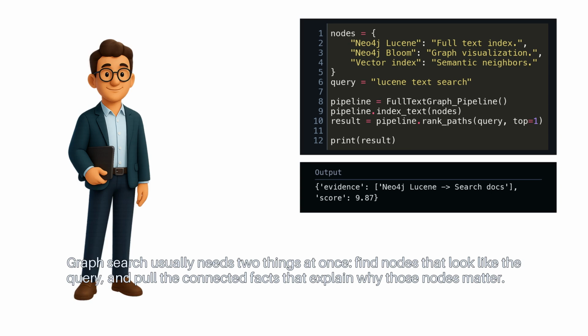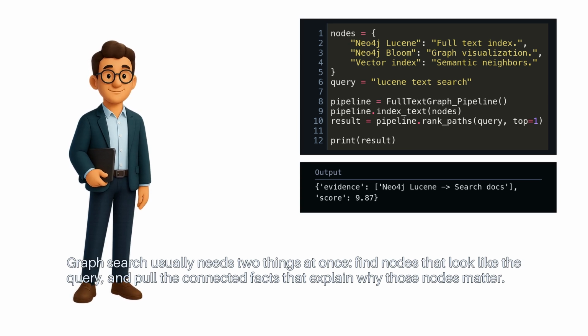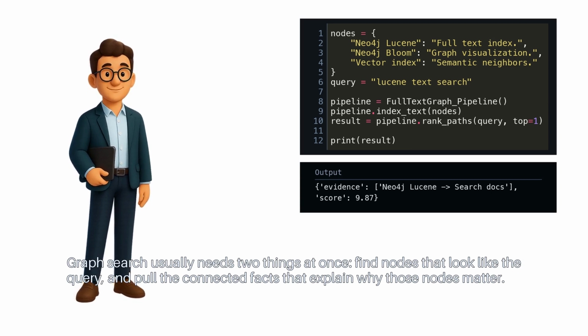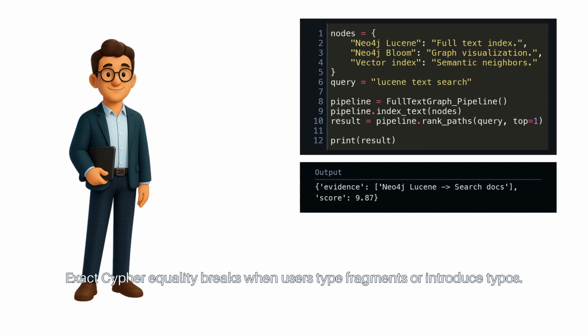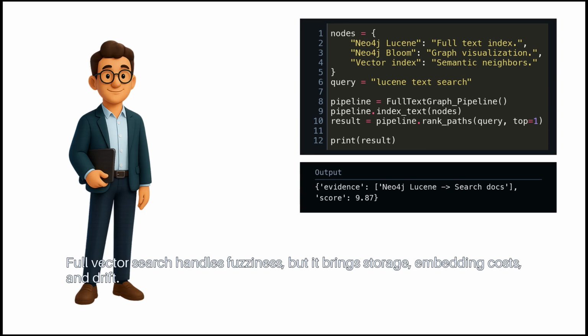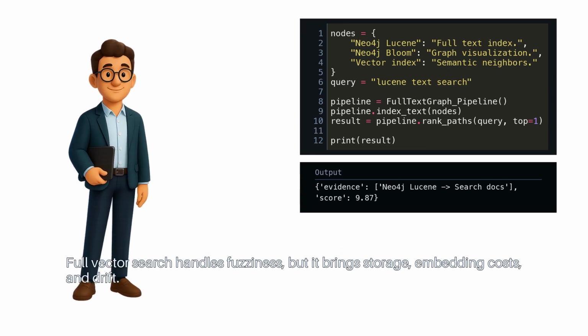Graph search usually needs two things at once. Find nodes that look like the query, and pull the connected facts that explain why those nodes matter. Exact Cypher equality breaks when users type fragments or introduce typos. Full vector search handles fuzziness, but it brings storage, embedding costs, and drift.